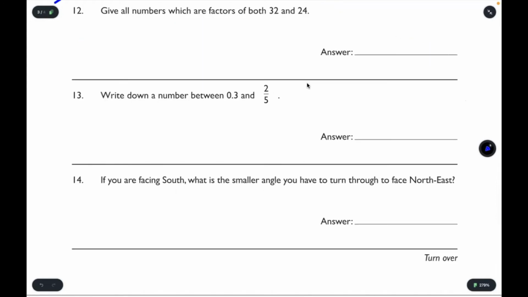Question 12, give all numbers which are factors of both 32 and 24. Factors are the building blocks of numbers. They are the numbers which you can divide the main number by and there will be no remainder. Firstly, let's think of the factors of 32.